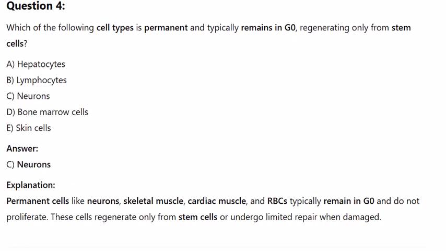Question 4. Which of the following cell types is permanent and typically remains in G0, regenerating only from stem cells? A. Hepatocytes, B. Lymphocytes, C. Neurons, D. Bone marrow cells, E. Skin cells. Explanation. Permanent cells like neurons, skeletal muscle, cardiac muscle, and RBCs typically remain in G0 and do not proliferate. These cells regenerate only from stem cells or undergo limited repair when damaged.